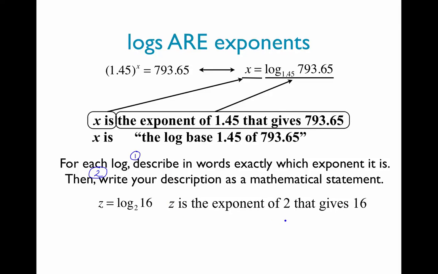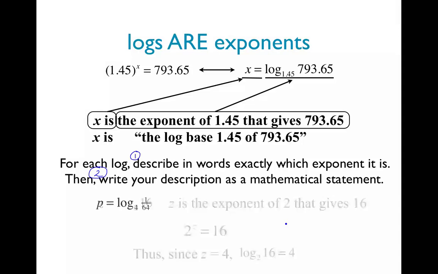So how about just Z is the exponent of 2? So what would that represent? Z is the exponent of 2. 2 to the z equals 16. Okay, and so can we figure out in your head what that is? 2 to the what is 16? 4. So that's what the log base 2 of 16 is. It's 4. Because it's the exponent of 2 that gives 16. Anybody have a question? More practice.